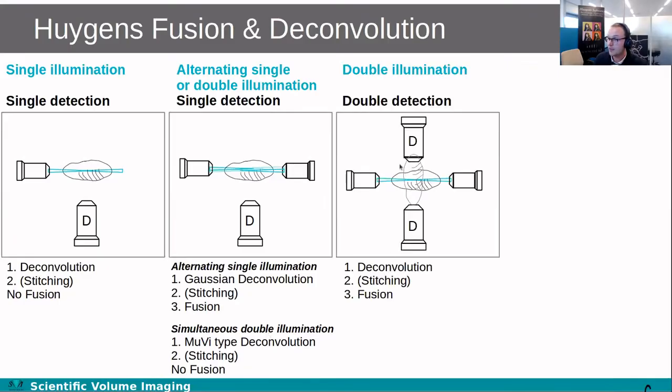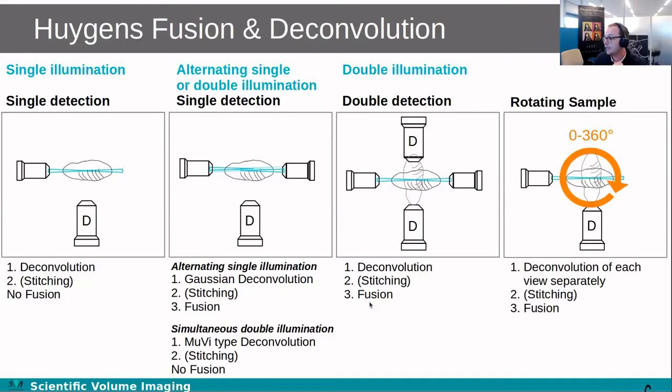Then there is the case where there's 2 detection objectives, and this is notably the Leica system. You want to use fusion to fuse the views of the 2 objectives. And lastly, if you're rotating your sample, and this is historically how the earlier light sheet systems did it, the sample was rotated, and in this way, multiple views are recorded, and then you want to use fusion as well.